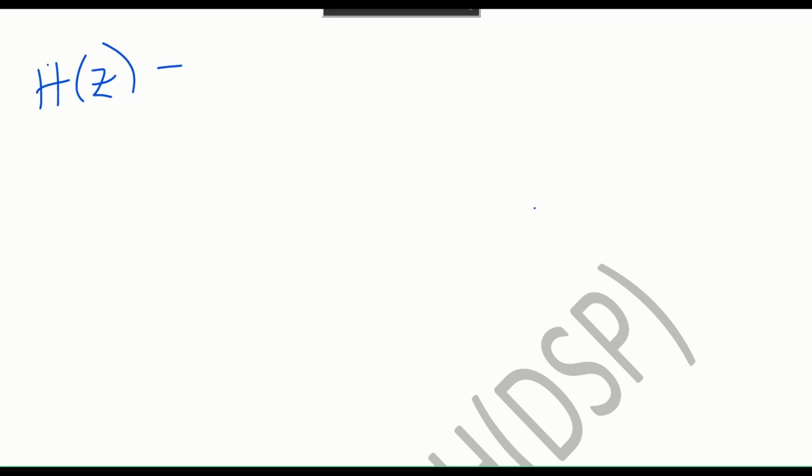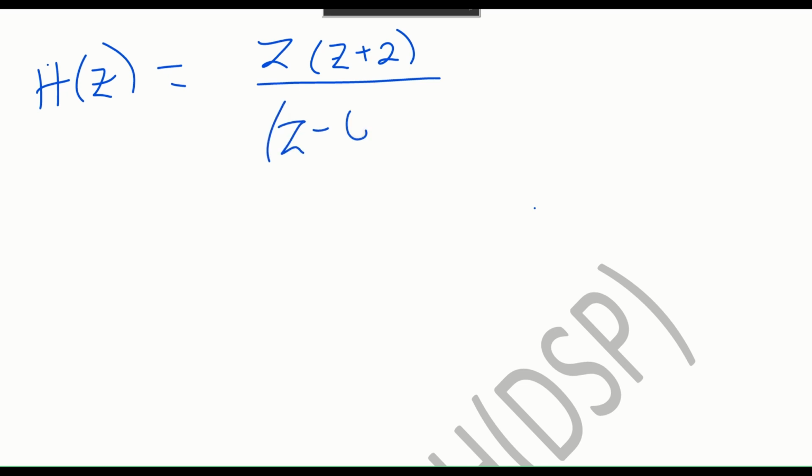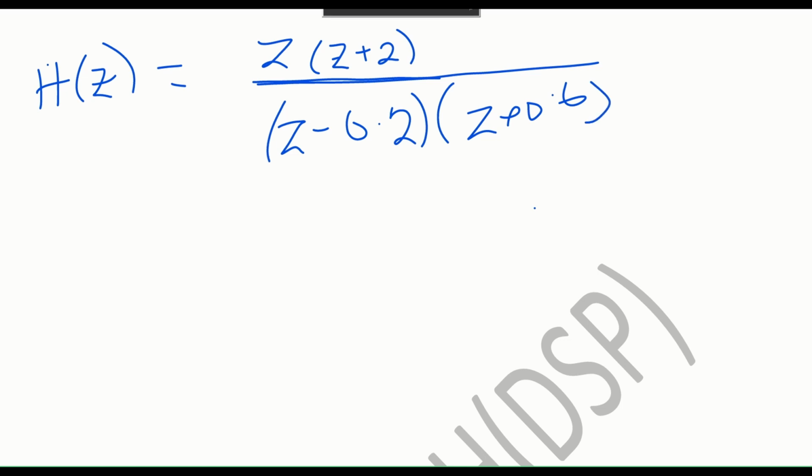In the question you have a function H(z), which is given as a function with a numerator z(z + 2), and the denominator is given as (z - 0.2) multiplying (z + 0.6). Now you are asked to find the inverse Z transform. One thing you have to first try to do when you have something like this, as much as possible, is express it in terms of z to the minus.